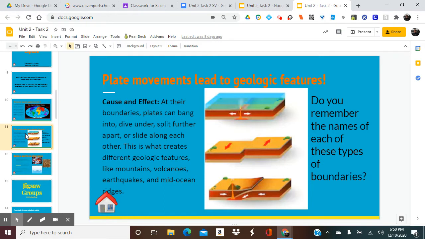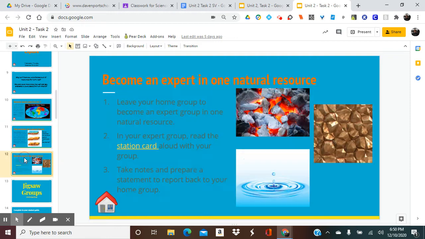This is what creates those different geologic features like mountains, volcanoes, earthquakes, ridges. This is also what creates the resources that we have that are buried so deep into the ground. And that's what we are going to talk about today. So first thing we're going to do is you're going to become an expert in natural resources.